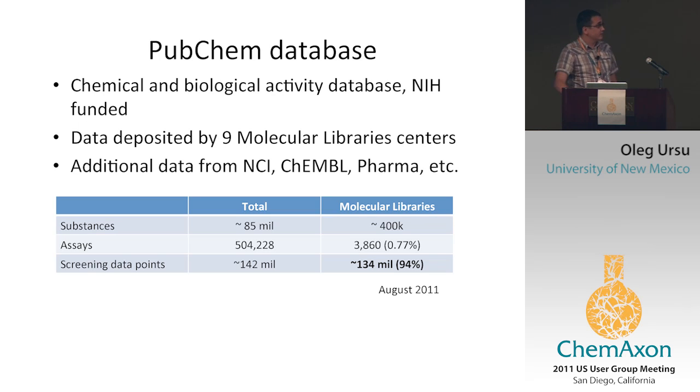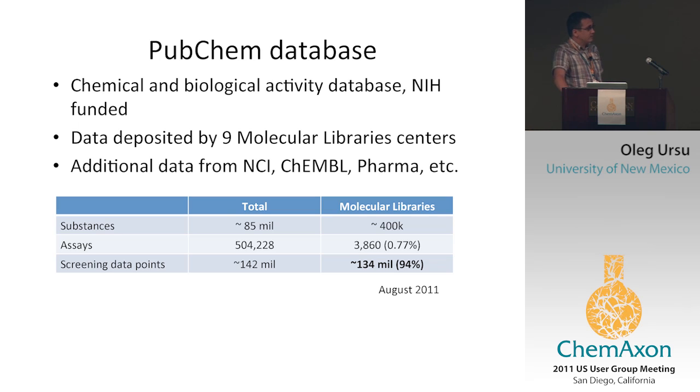I'll give a short introduction to the database I used to find these. Probably a lot of you already know about PubChem. PubChem is funded by NIH. Data is deposited by molecular libraries centers, which are the MLPCN, also called. They also have data from other sources like NCI, Campbell, pharma, industry. I think Glaxo deposited some data sets in PubChem.